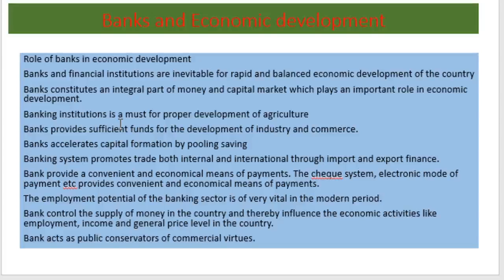The first point is that banks and financial institutions are inevitable for the rapid and balanced economic development of the country. The second point is that they are an integral part of the money market and capital market. That is, they are an integral part of the financial market. Banks are a must for the proper development of agriculture. This is the third point.